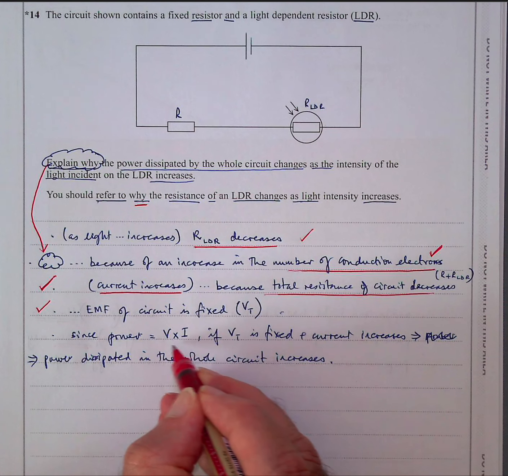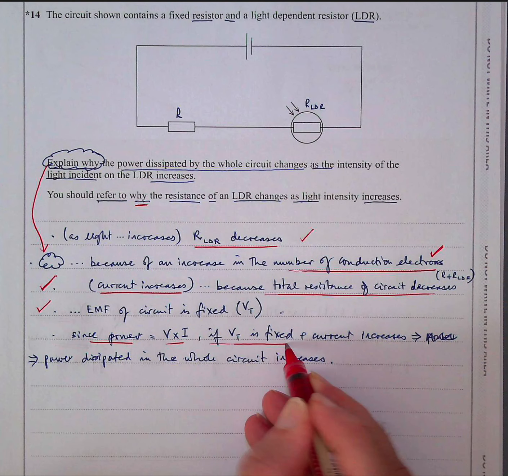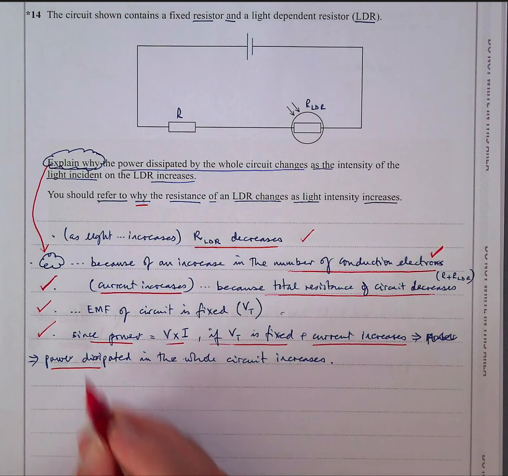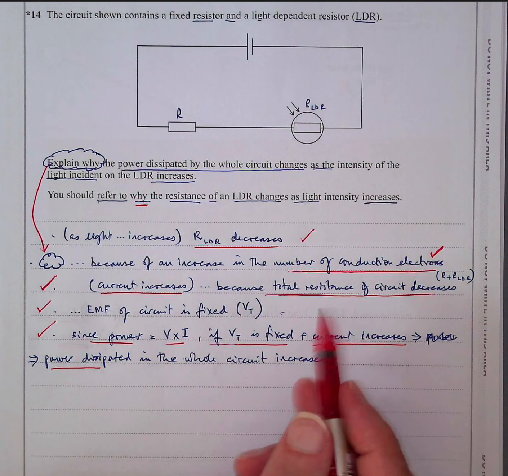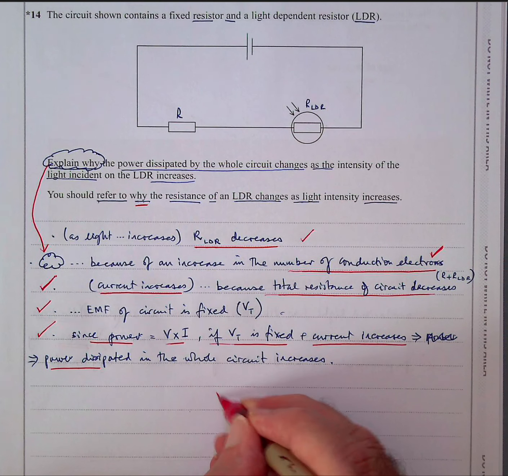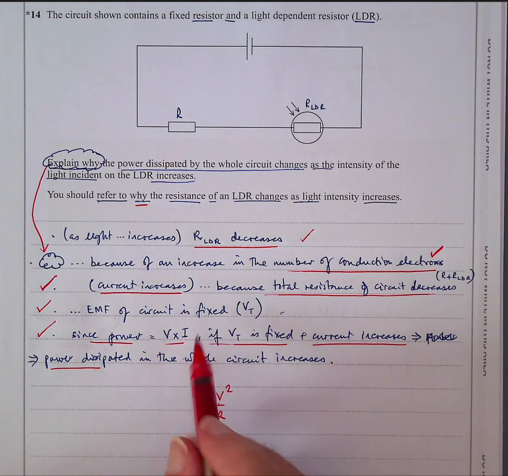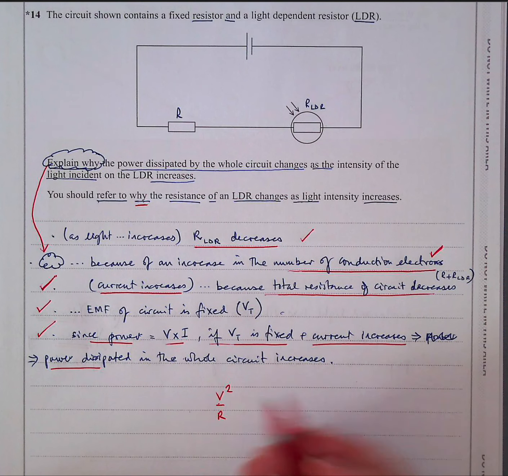But we know the current has increased, and since power is voltage times current, if the total voltage is fixed and the current increases, it follows that the power dissipated increases. So one is knowing the equation for power. You could do it by resistance as well. You could do, for example, V squared over R. But since I know the current's increased and the voltage is fixed, it's quicker to do it this way.